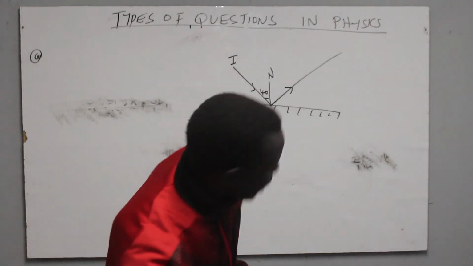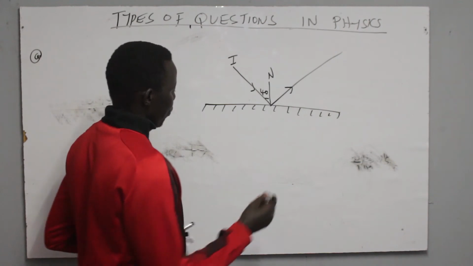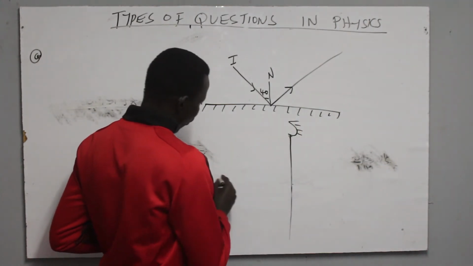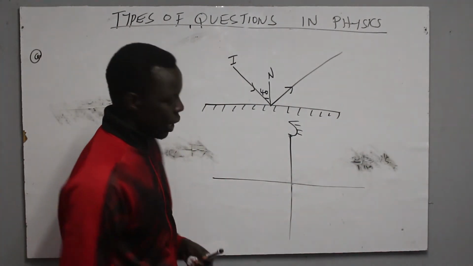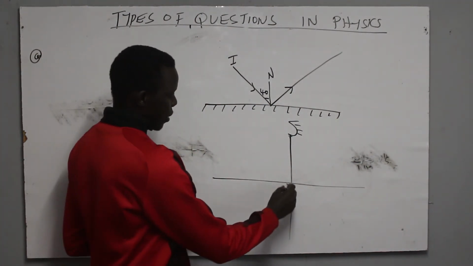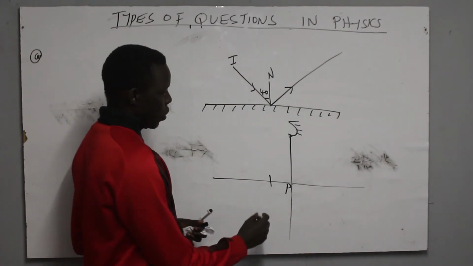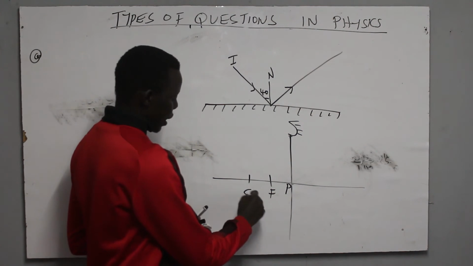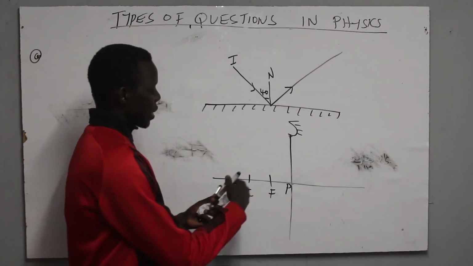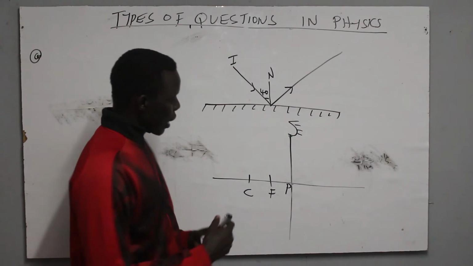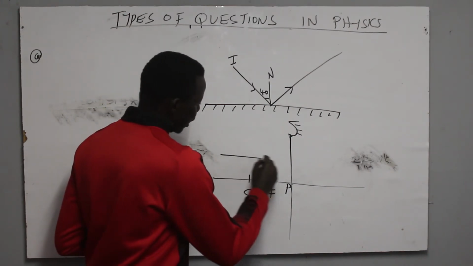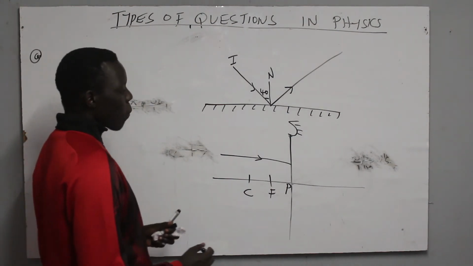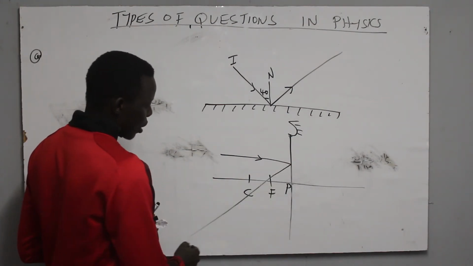Using curved mirrors still. For example, what type of mirror is that? That's a concave mirror. We have the P, the pole. We have the principal focus. Then we have the C, or if it's a lens, it is 2F. Then you are given a ray of light that's parallel and close to the principal axis. So complete the diagram.